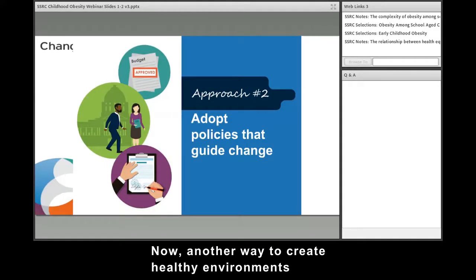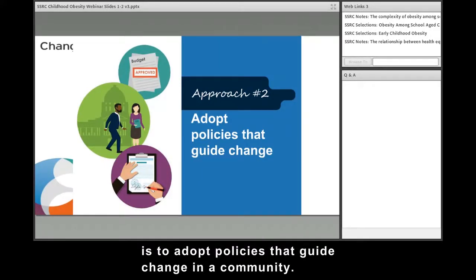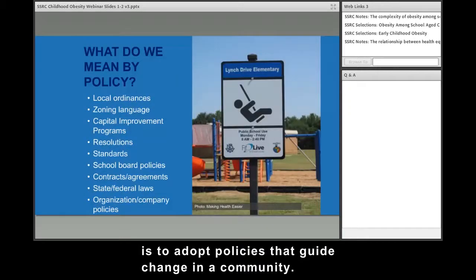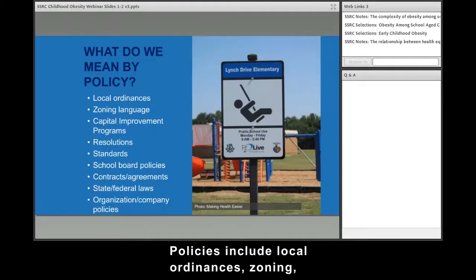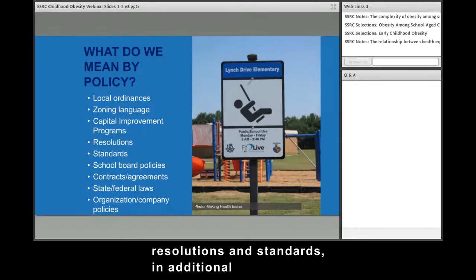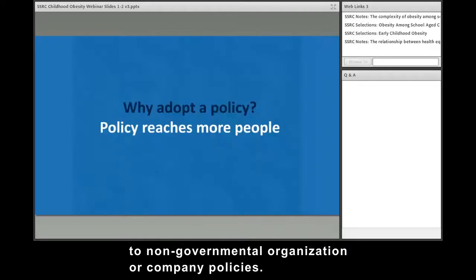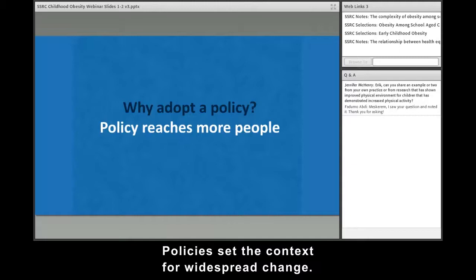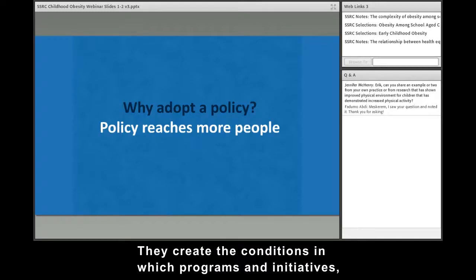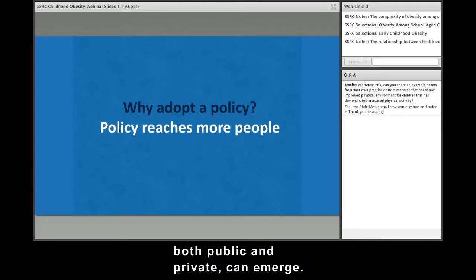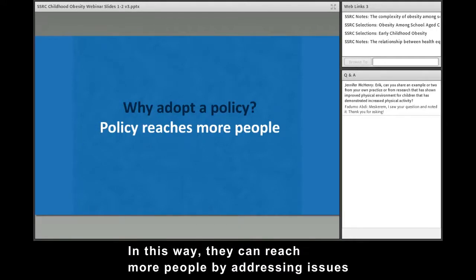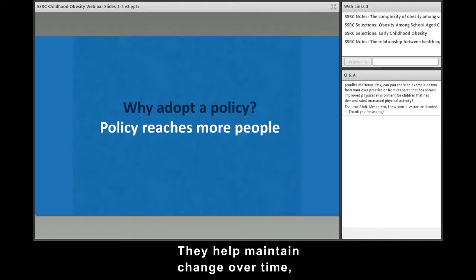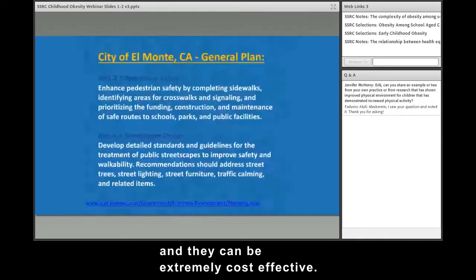Now, another way to create healthy environments is to adopt policies that guide change in a community. Policies include local ordinances, zoning, resolutions, and standards in addition to non-governmental organization or company policies. Policies set the context for widespread change. They create the conditions in which programs and initiatives, both public and private, can emerge. In this way, they can reach more people by addressing issues across a community. They help maintain change over time, and they can be extremely cost-effective.